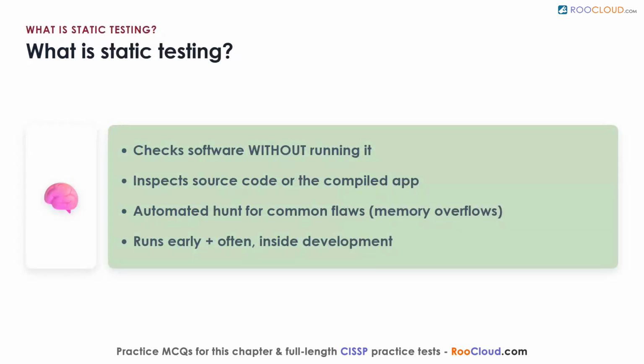What is static testing? It is checking software without ever running it. Static analysis inspects either the raw source code or the compiled application, usually with automated tools that hunt for common flaws like memory overflows. Because it never executes the code, it can run early and often, right inside the development process. Mature teams hand developers these tools to use as they build, not just at the end. Think of proofreading a recipe for dangerous steps before anyone turns on the stove.